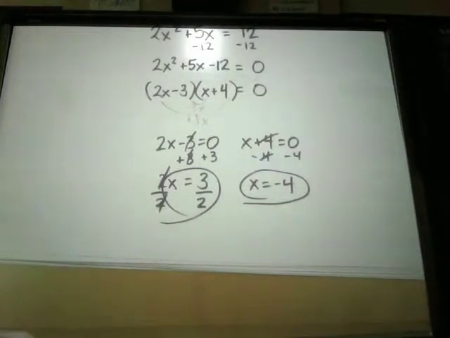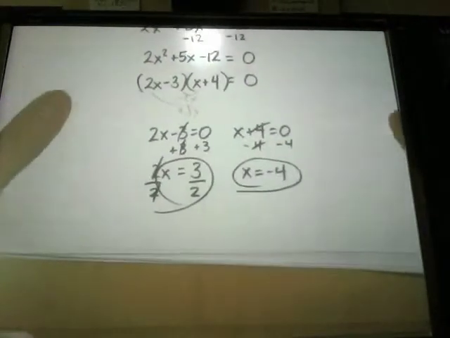Now, I'm just going to show you one more. The next one will be probably as complicated as it gets, and this one is going to be a little more like some of the problems that you did on Friday's homework. So we're going to have to think about our steps for factoring.